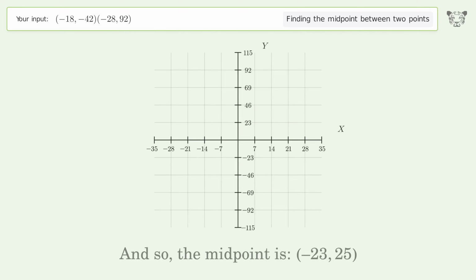And so, the midpoint is negative 23, 25.